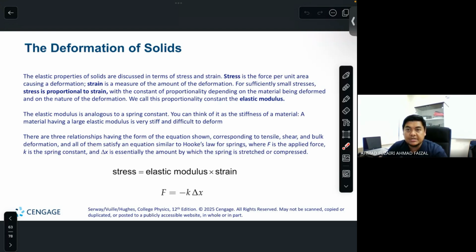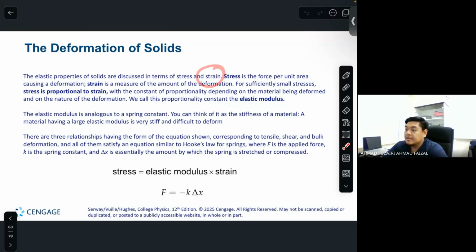So what we can do is to deform. Deformation is the counter of formation. Formation is pembentukan. So deformation means how the solids can be adjusted or turned into something else. Not really turned or changed, but we can see it in terms of certain properties. The elastic properties of solid are discussed in terms of stress and strain.